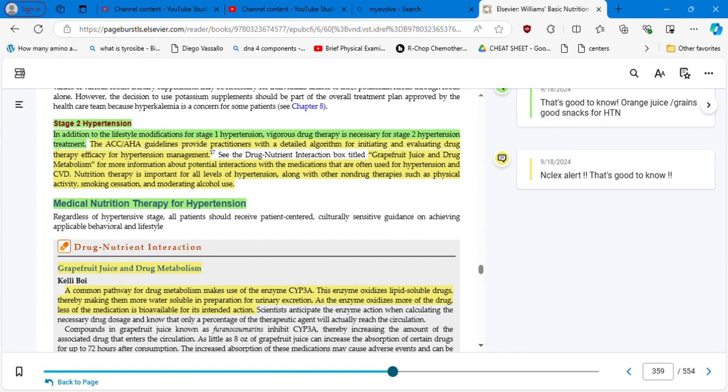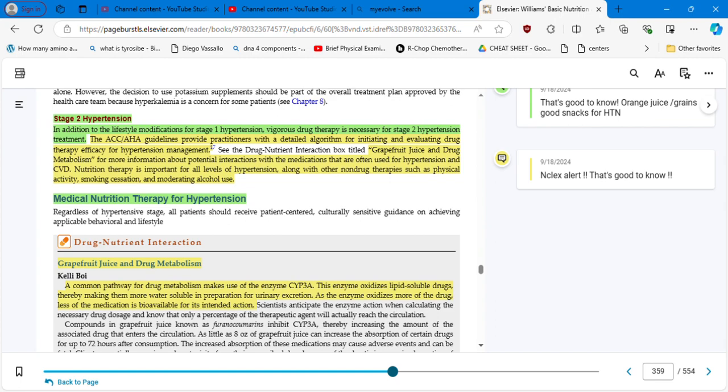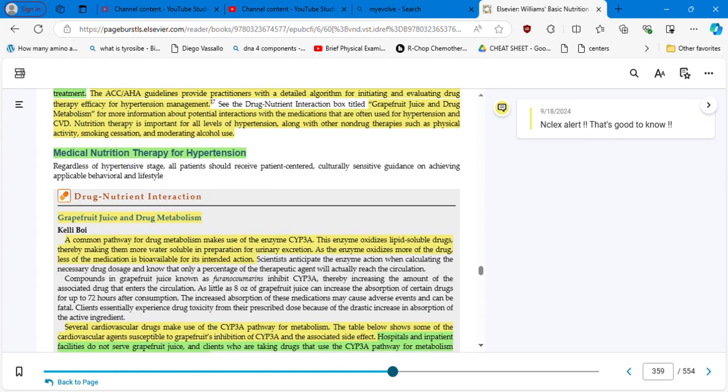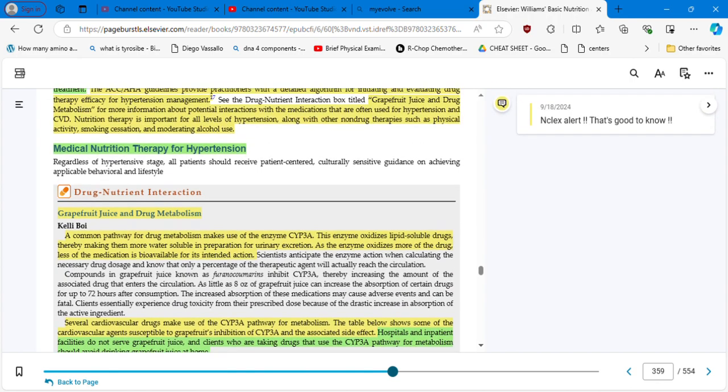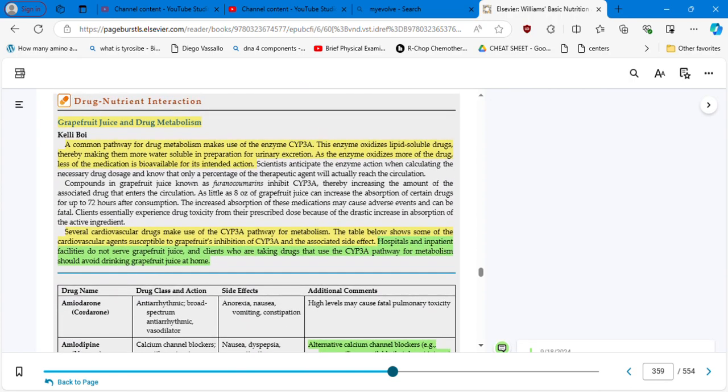Grapefruit juice and drug metabolism, okay, is something that you need to double check for more information about potential interactions with the medications that are often used for hypertension and CVD. Nutritional therapy is important for all levels of hypertension, along with other non-drug therapies such as physical activity, smoking cessation, and moderating alcohol. So the medical nutrition therapy for hypertension, and this is the drug nutrient interaction. They are talking about grapefruit juice and drug metabolism. Well, in fact grapefruit interacts with many drugs, like for example metformin, okay, which is a diabetic medication.